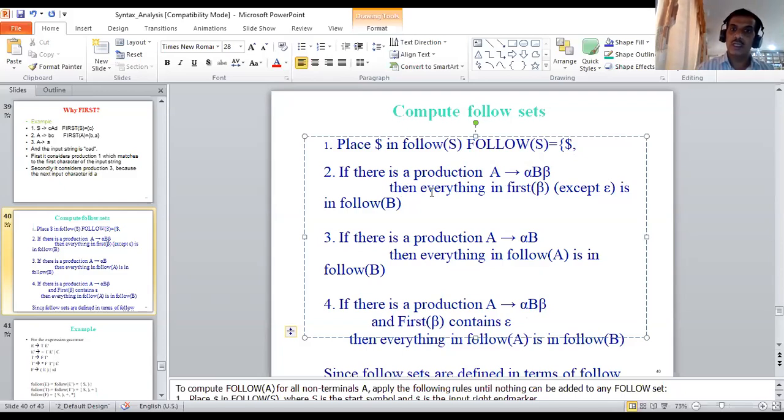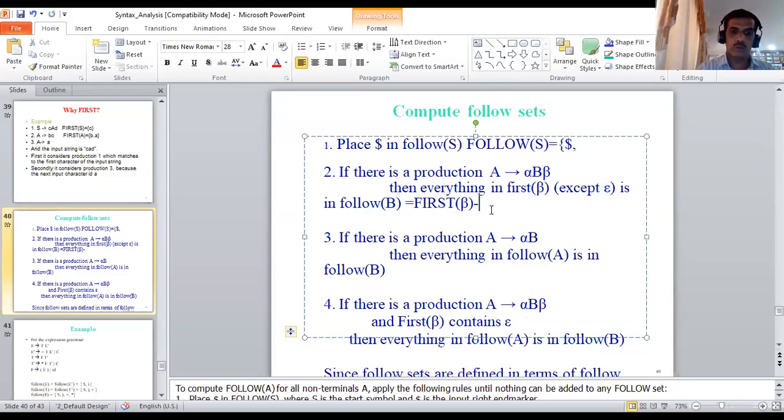It says that everything in first of B except epsilon is in the follow of B. It means follow of B is equal to first of beta. I'll just copy this: first of beta, minus epsilon, in my follow of B.